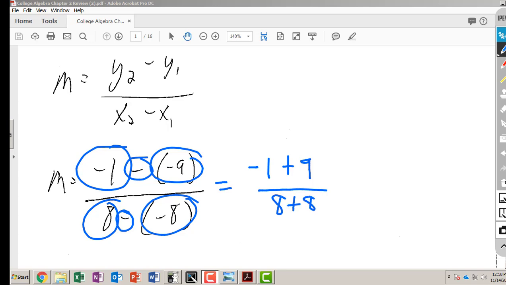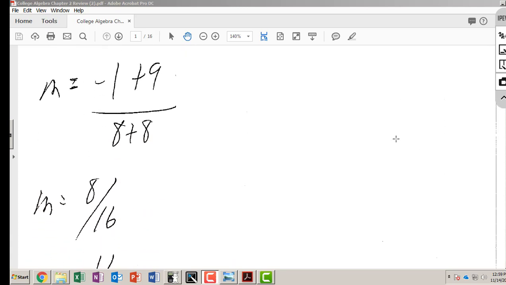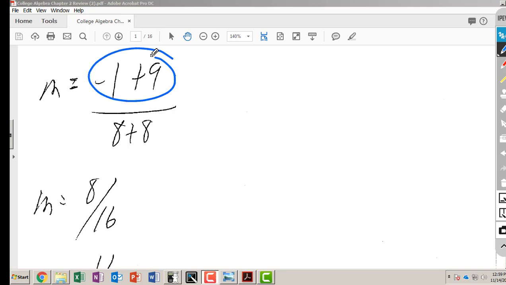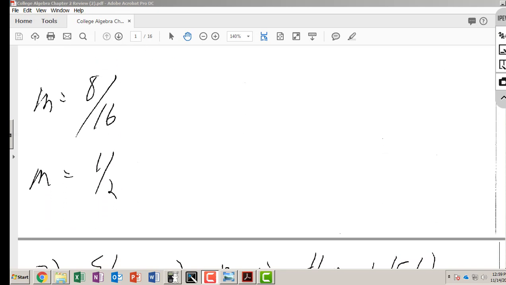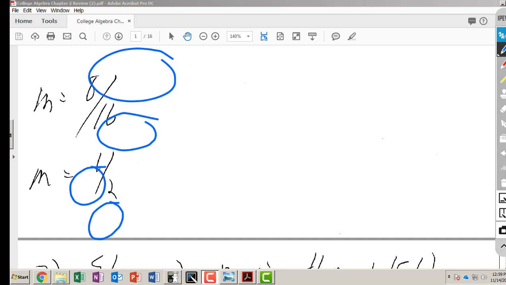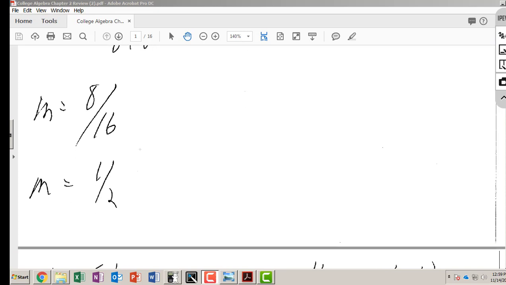So simplifying that down, I get -1 plus 9, which gives me that positive 8. I've got that 8 plus 8, which gives you that positive 16. So you got 8 over 16. Now go ahead and reduce that down, dividing both top and bottom by 8. And it simplifies down to your slope is equal to 1/2. And that would be your answer to problem number 1, and that matches the answer of C.